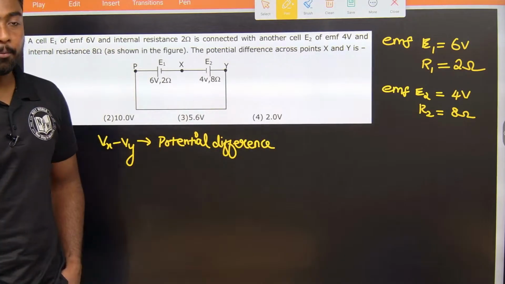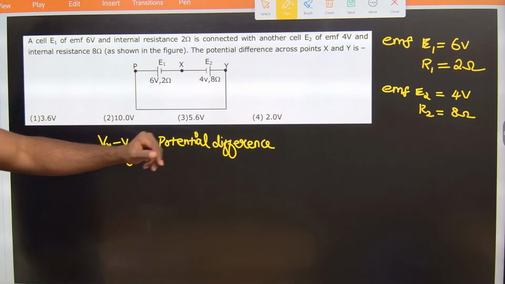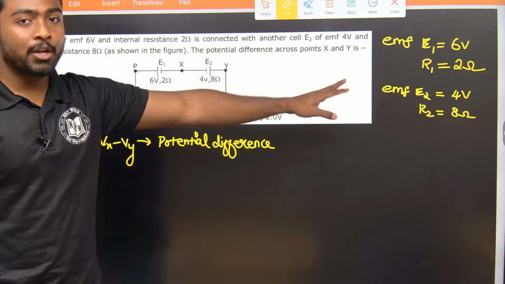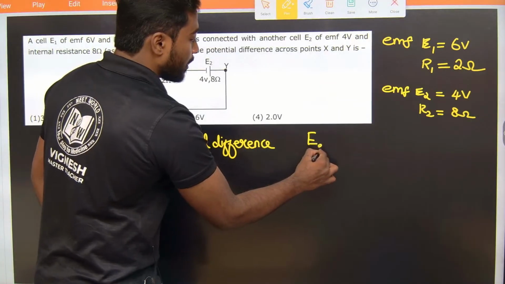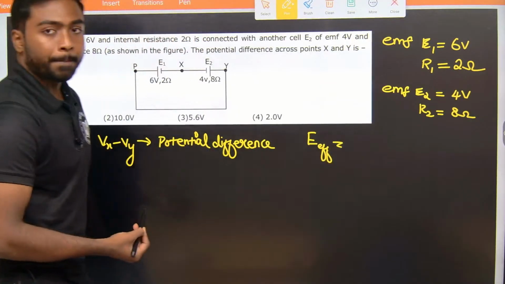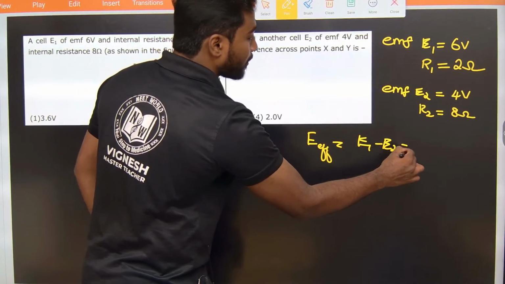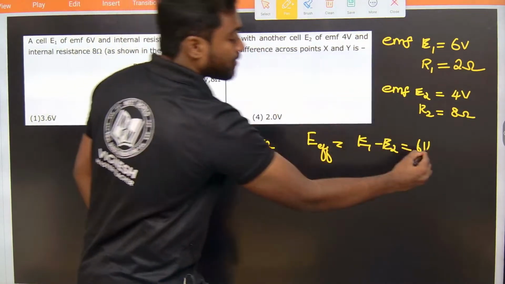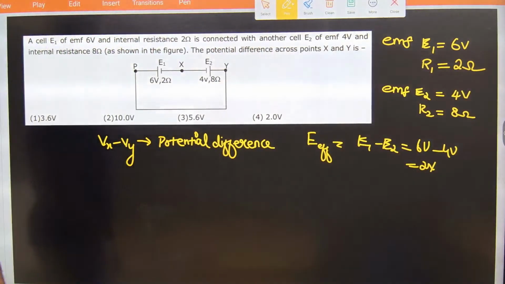Right now, it's the potential difference. I need to find the potential difference now. So first I need to get the value of E effective and R effective. So E effective will be equal to E1 minus E2, where it is 6 volt minus 4 volt, which is nothing but 2 volt. That's it.